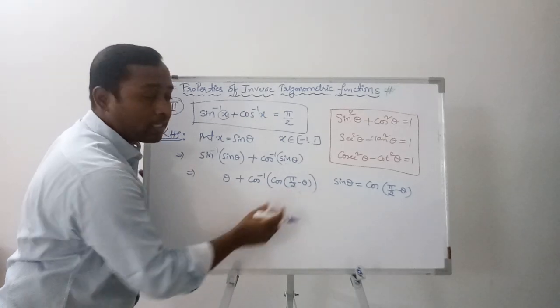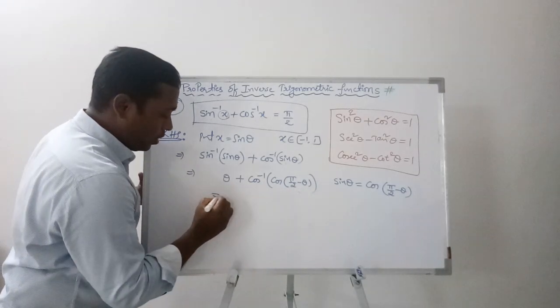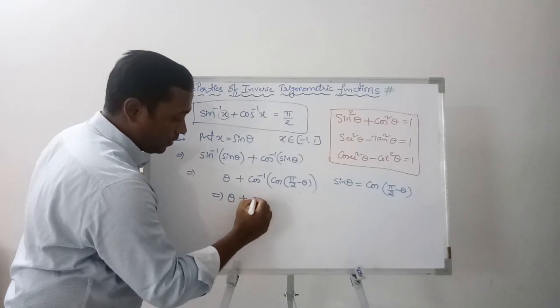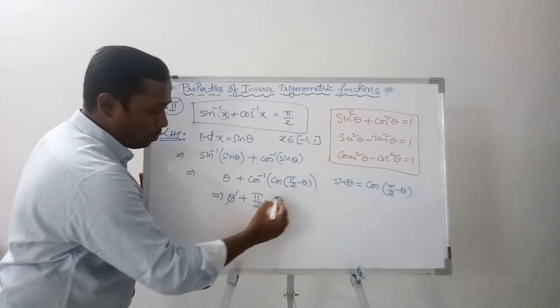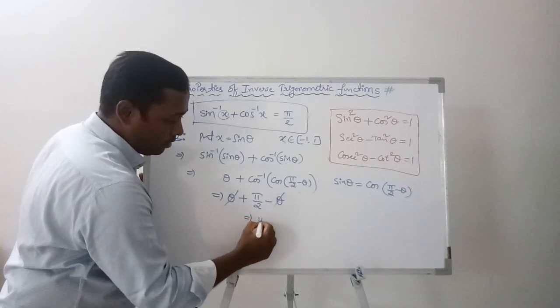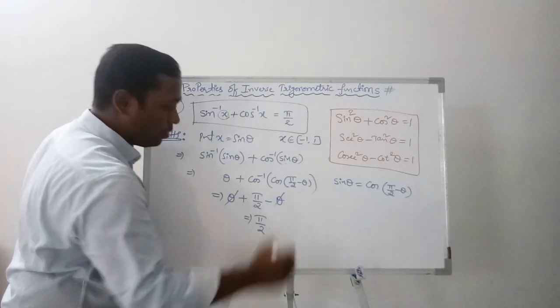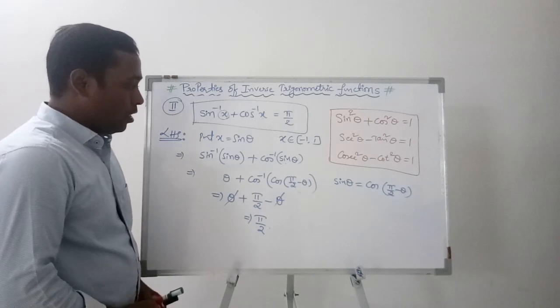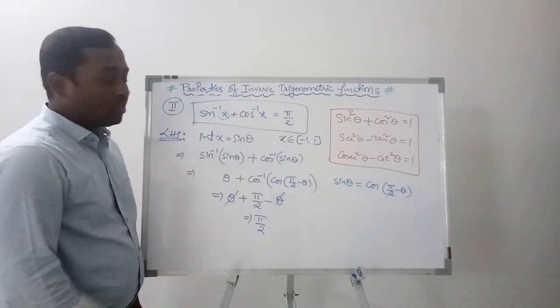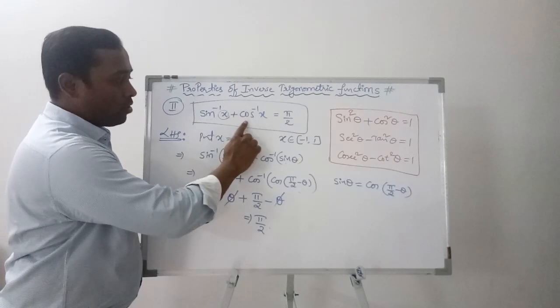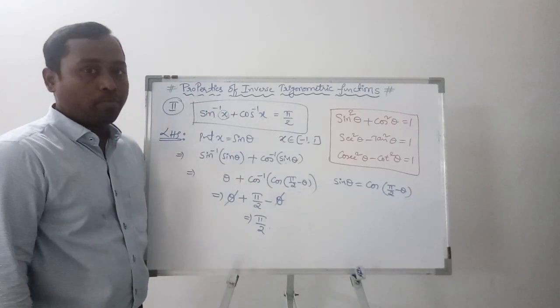Cos inverse of cos x is x. In a similar manner, theta plus, the answer would be pi by 2 minus theta. So plus theta minus theta gets cancelled. The answer would be pi by 2. I hope you have understood how this property works. So sin inverse x plus cos inverse x is always equal to pi by 2.